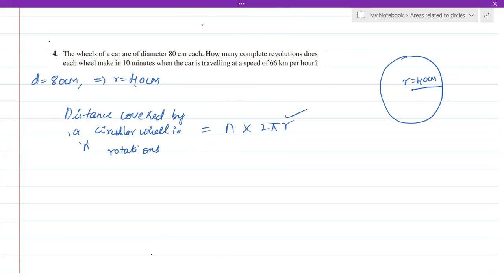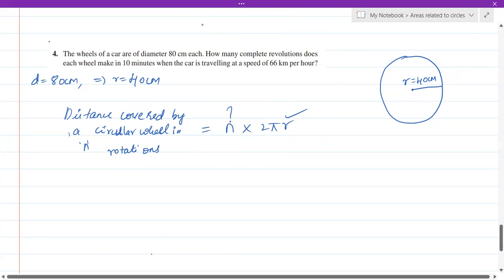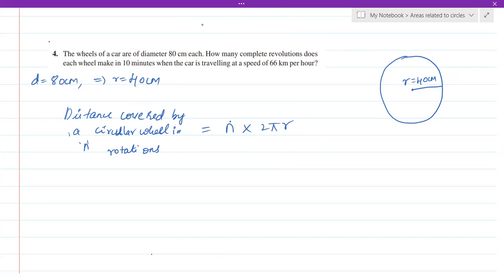So remember, we have got the radius of the circle. We want this n value. If we have the distance covered, then I can easily find it, isn't it? But we don't know the distance covered. But distance is also given by the formula speed into time. Now, there is one small thing: the speed is in kilometer per hour, but the time is in minutes. So we have to make sure everything is in minutes or everything is in hours. So I'll convert minutes into hours.